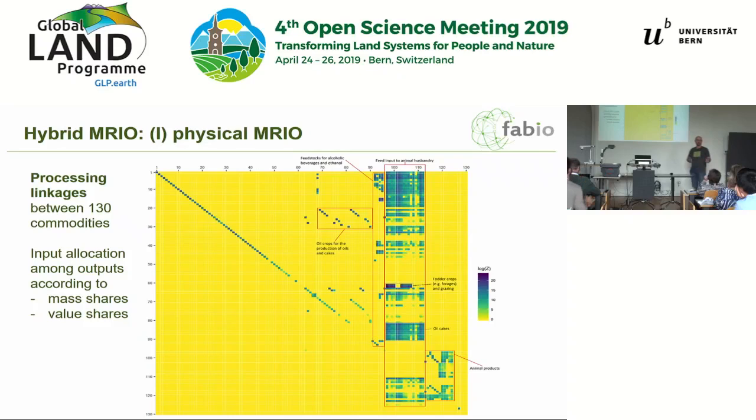And then here we have the processing use. There are also some commodities that stick out, like here, that's the feed use in animal husbandry. And here is actually where the live animals are then converted into animal products. Here are the oil crops that are processed into oils and cakes. Here, this bar is alcoholic beverages and ethanol. And this is all in physical units, so in tons, and for the live animals in 1,000 heads.